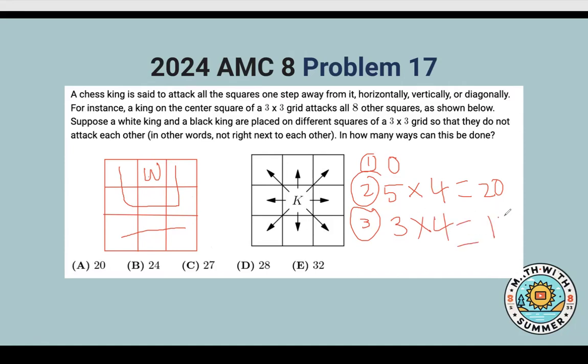So this is 12. So our answer should be all of these cases added together. 0 plus 20 plus 12 is 32. So our answer should be E, 32. Let's check. Yep. All right.